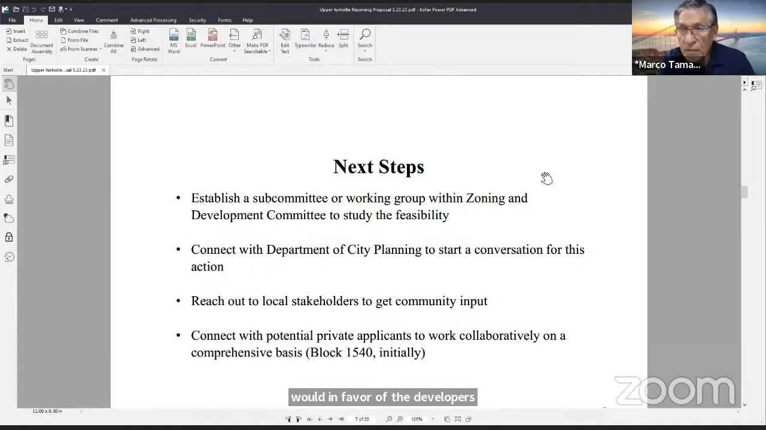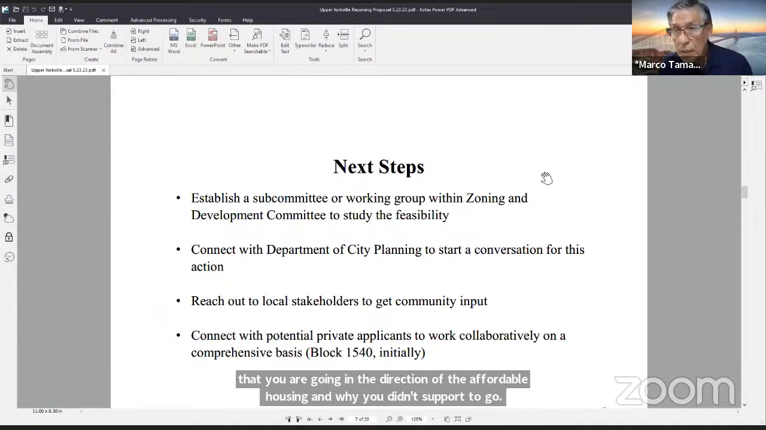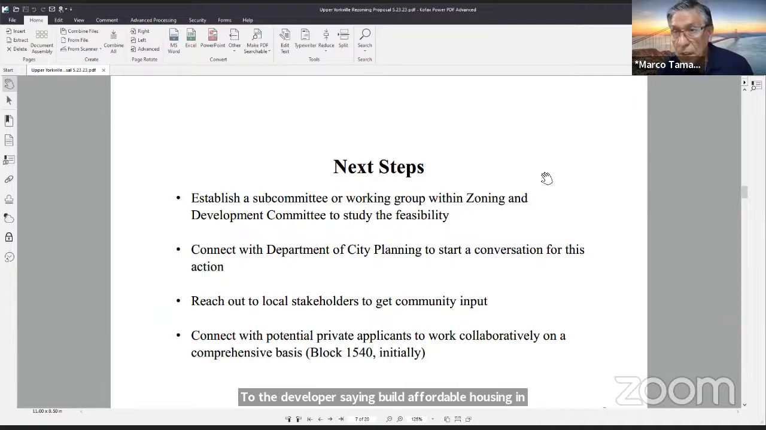Even now you are claiming that you are going in the direction of affordable housing, and why didn't you support telling the developer to build affordable housing in order to have an easement, a free benefit for the developer? So suddenly I found that your point of view right now is not coherent.